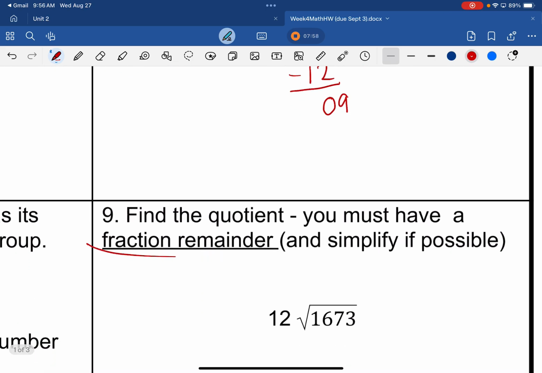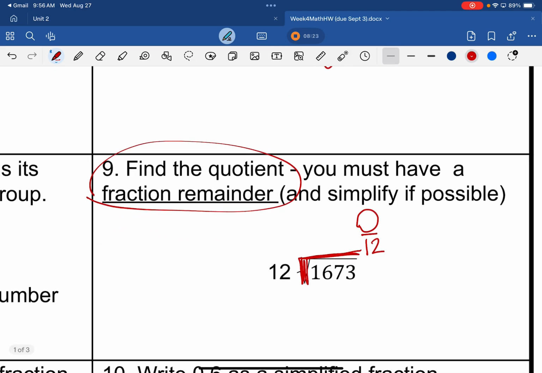Find the quotient. This one wants a fraction remainder. Okay, so at the very end, whatever your remainder is, you're going to put over 12. Why 12? Because 12 is what you start with. That's the divisor. And so whatever number you get at the very end, you're going to stick it on here. And so you might have 100 and 1/12 or 300 and 4/12. But that's how you'll make a fraction remainder.